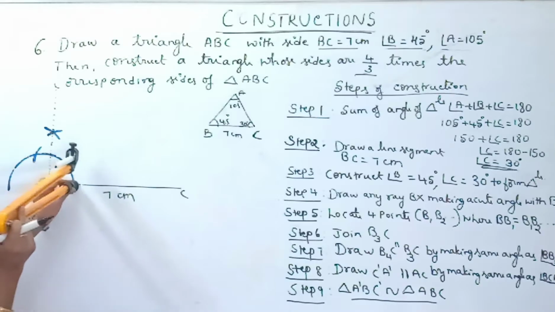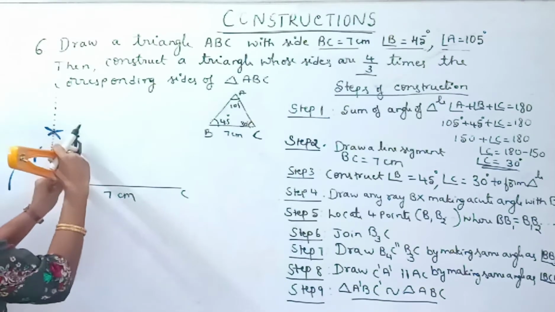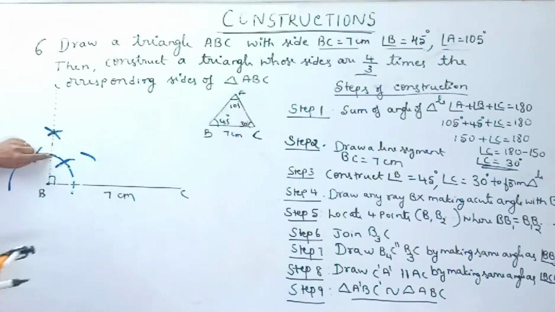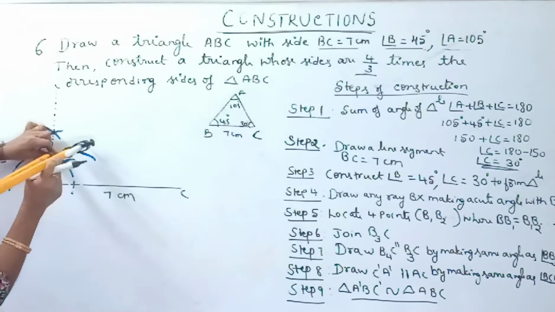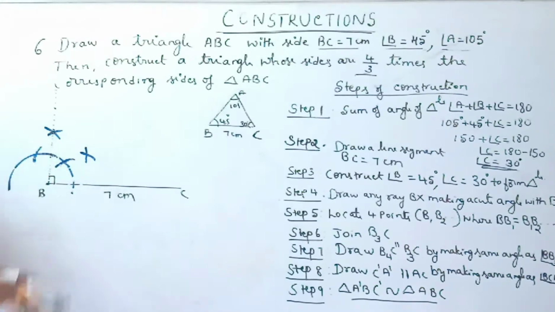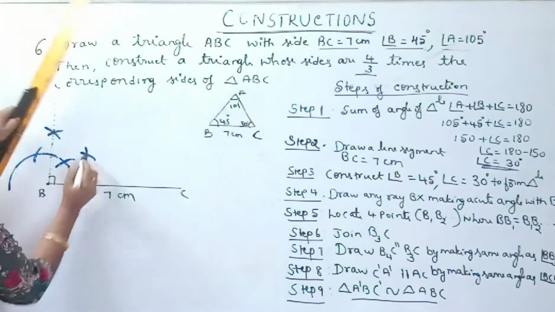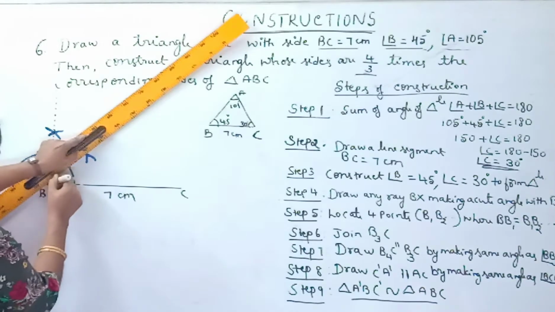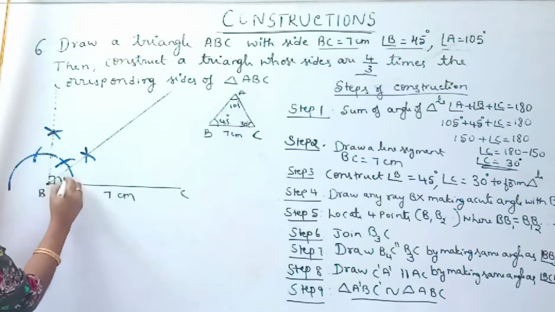Keep your compass on that arc, this is 0 degree, and draw one arc like this. Then 90 degree, this is 90 degree. Now keep your compass on 90 degree and cut that previous arc. Now here you will get one point, you have to join B and that point. Now this is angle 45 degree.